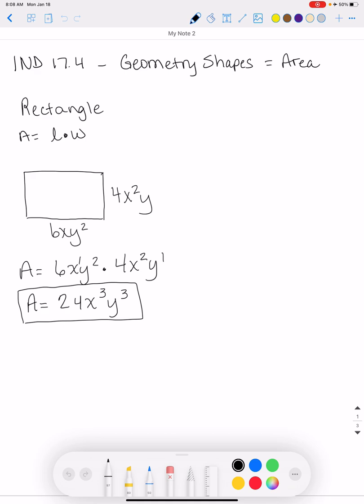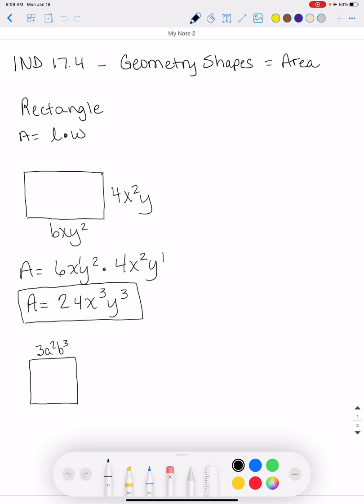So let's look at one more quick one here. We won't do too many notes on this. If I told you that this was a square, and I give you one side length is 3a squared b to the third. And that's all I tell you. But I tell you that it's a square, okay?